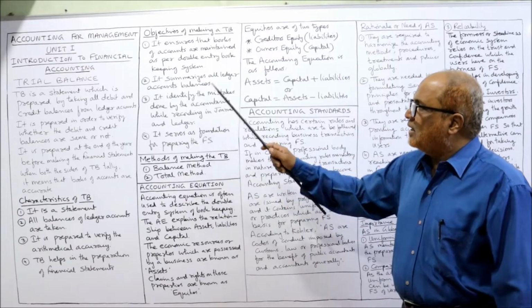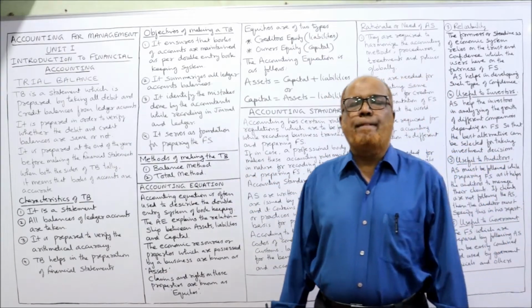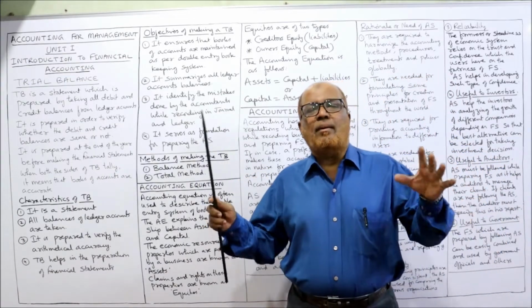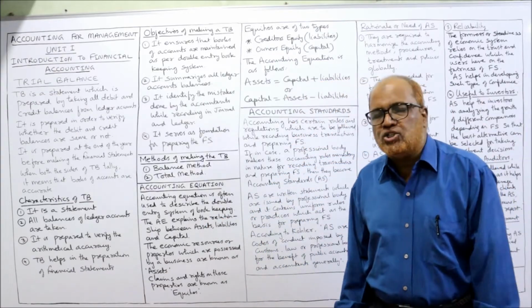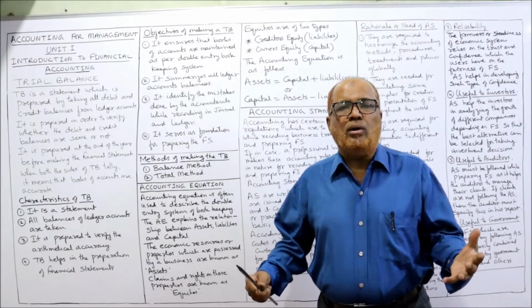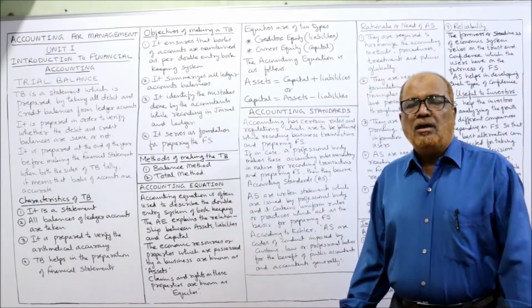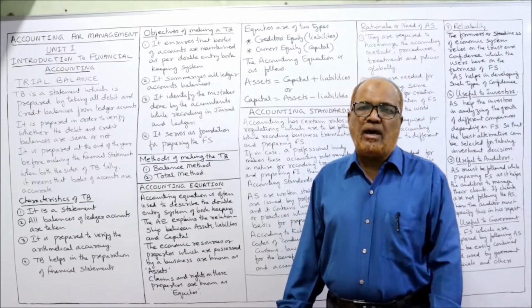That is the objective. Thirdly, it identifies the mistakes made by accountants in recording journal or ledger. That means if the accountants have committed any error in recording the transaction or posting them into a ledger account, that will come to surface. That can be known by preparing the trial balance. If the trial balance does not agree, it means the accountant has committed some errors.